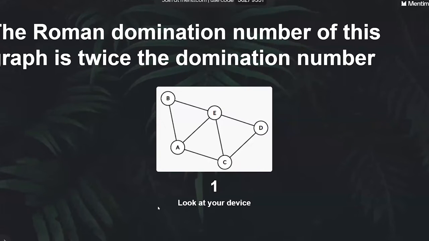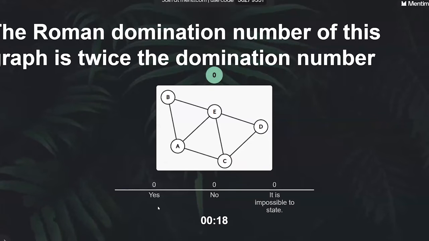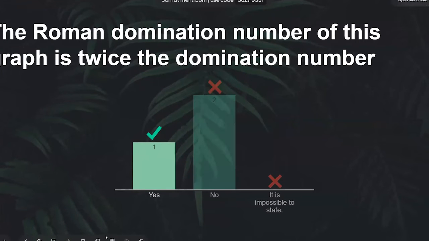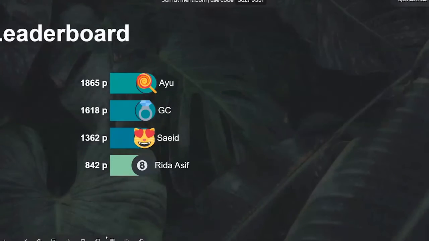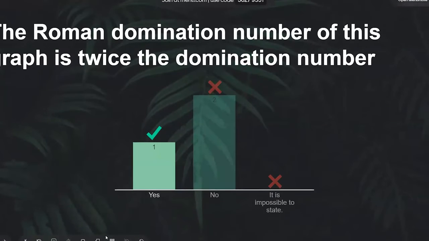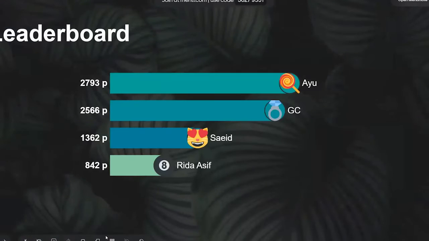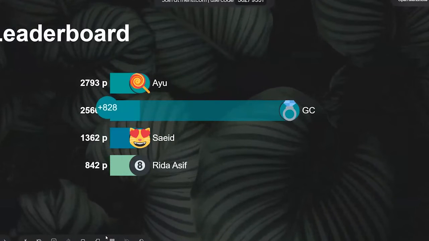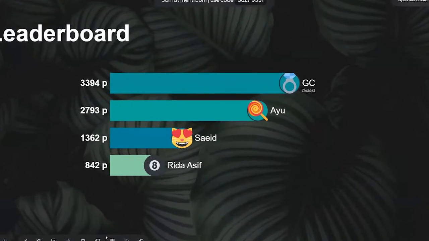The Roman domination number of this graph is twice the domination number. I cannot see the example again, but this graph had a universal vertex. So we can put 2 soldiers there. And for the domination number, we need 1 vertex. So the answer is yes. Oh, you do everything correctly. And the last question.